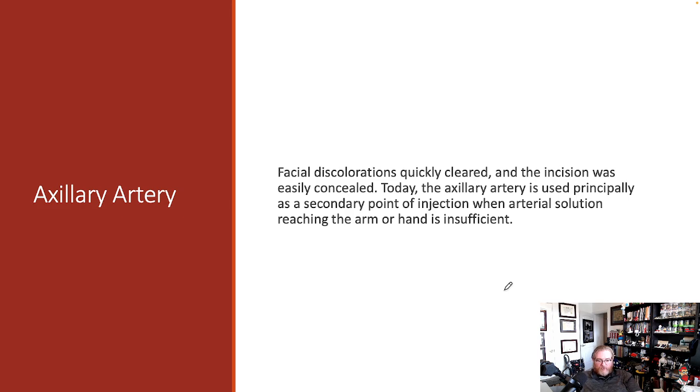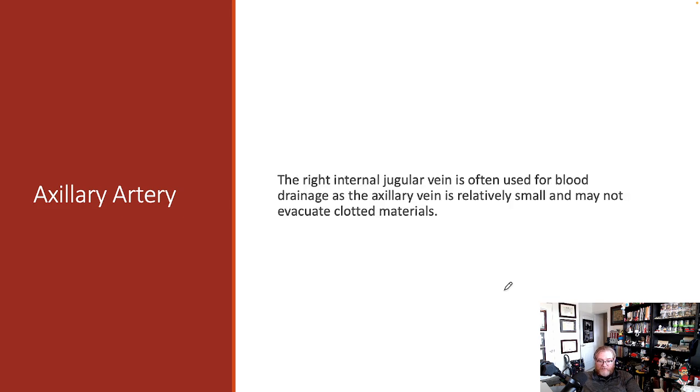Facial discolorations quickly clear. The incision is easily concealed. There's a lot to like about it, but the problem is it's just not as big as the femoral or the carotid, which means we cannot use the pressures and rates of flow that we would like to do this quickly and efficiently. These days, it is pretty much relegated to secondary injection to supplement another primary injection site. The right internal jugular is often used for blood drainage, as the axillary vein is relatively small and you can't use it for drainage because large clots will just block it right up.